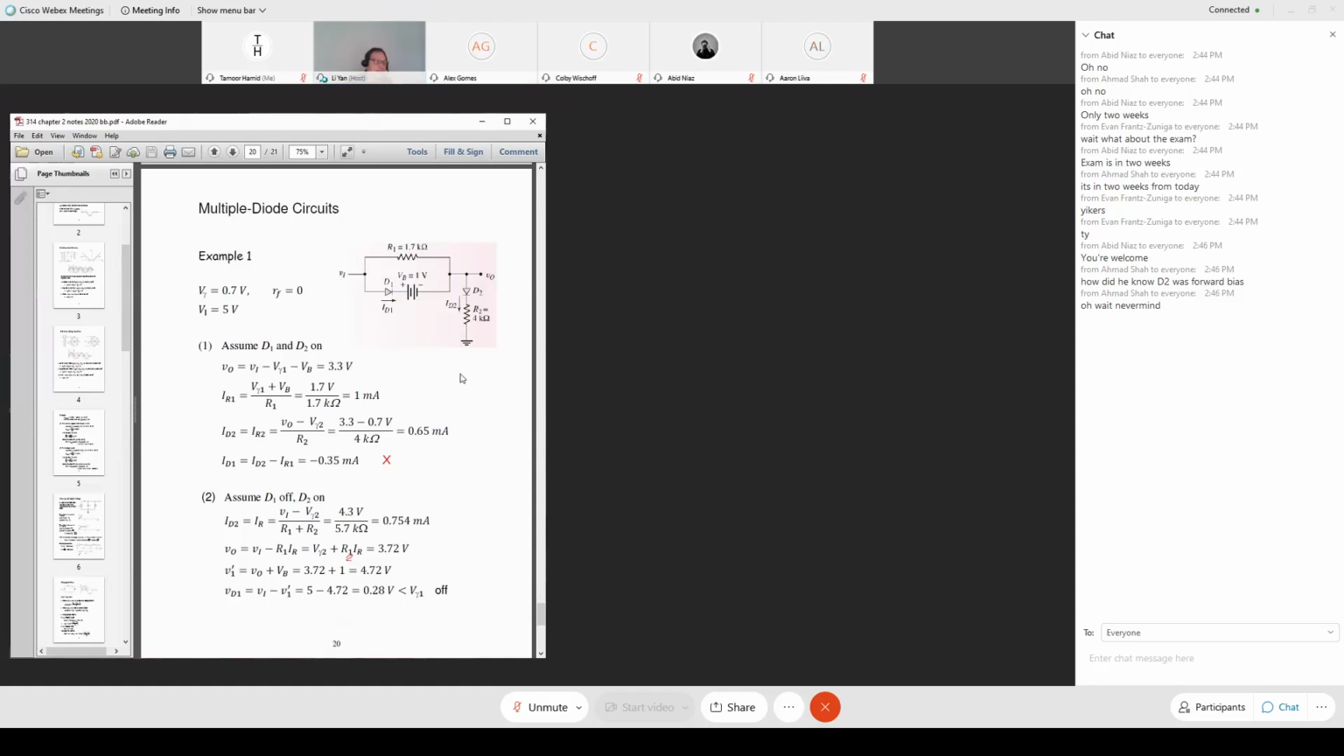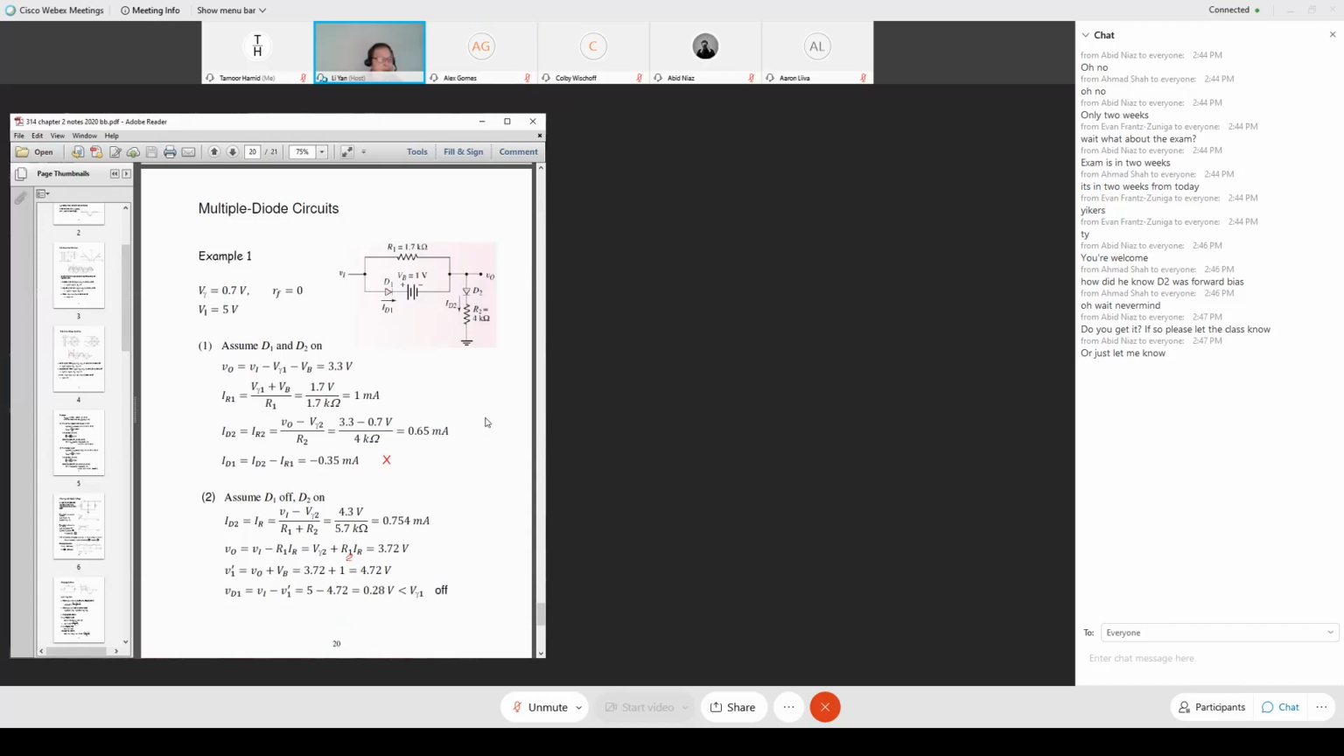Isn't D1 reverse bias in terms of the battery? No. Not necessarily. Suppose we temporarily neglect the voltage drop at the resistance, to make the judgment quicker. If the D2 is on, this is 0.7 volts. You add up at this point, 1.7 volts, right? But this side is 5 volts. 5 volts is a lot more than 1.7 volts here. So D1 is still forward bias. Okay, thank you.